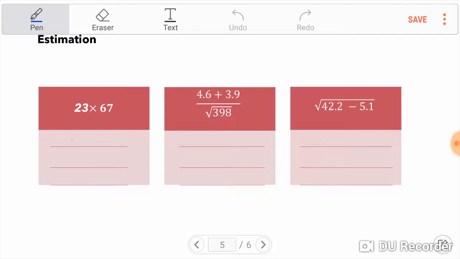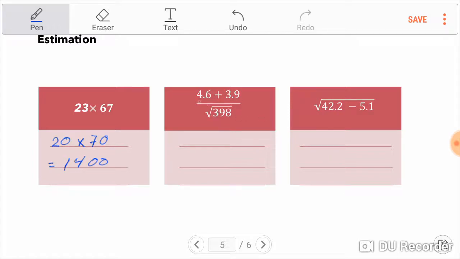23: the first significant figure is 2, the next digit is 3, so 20. Times 67: the first significant figure is 6, and the next digit is 7, so 6 becomes 7, 70. 20 times 70 equals 1400.